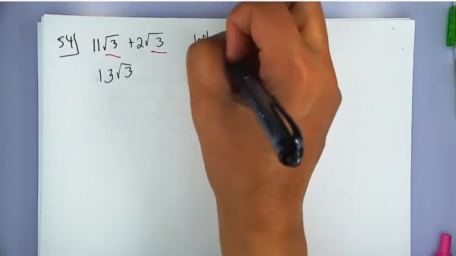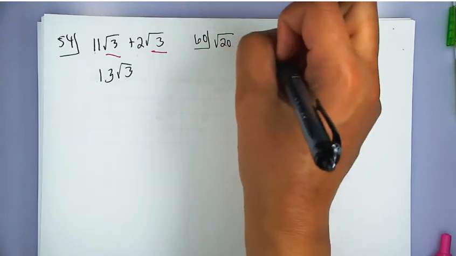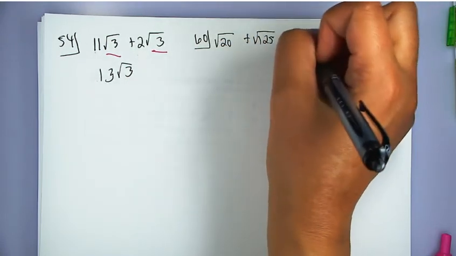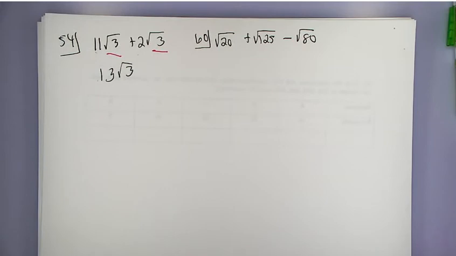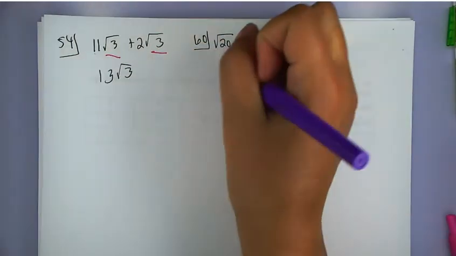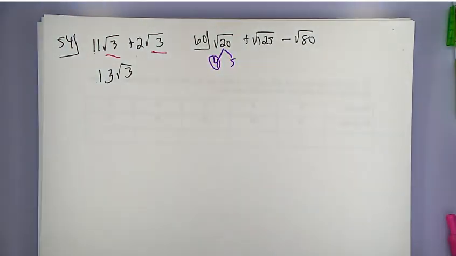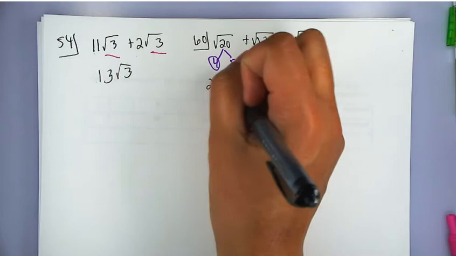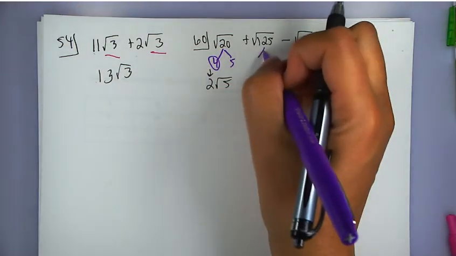All right, what about 125? Well, 125 is 25 times 5, so that becomes plus 5 square root of 5. Minus, 80 is 16 times 5, and the square root of 16 is 4, so that's 4 square roots of 5. Notice now that they all have the like radical of square root of 5, so I can combine them. 2 plus 5 is 7, minus 4 gives us 3 square roots of 5. And that's it.